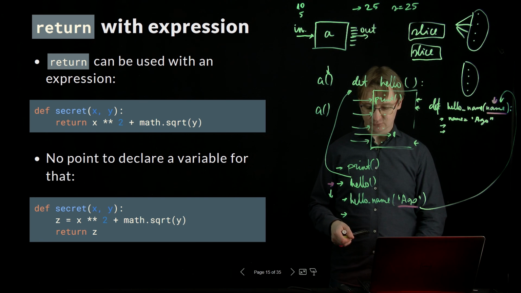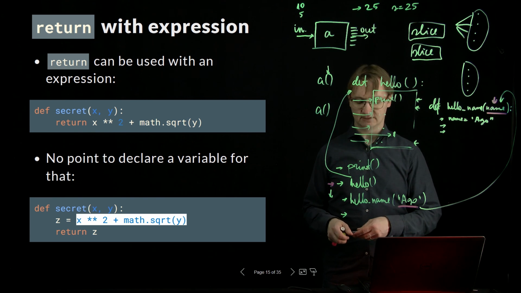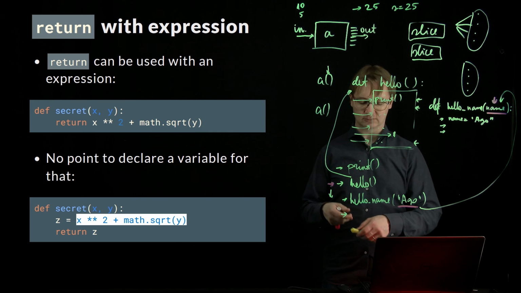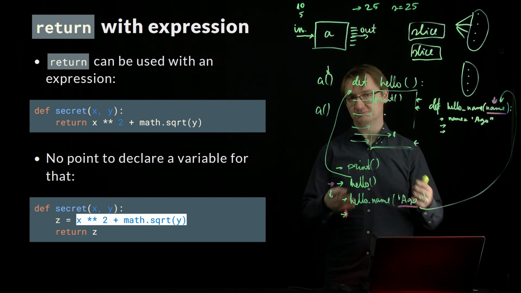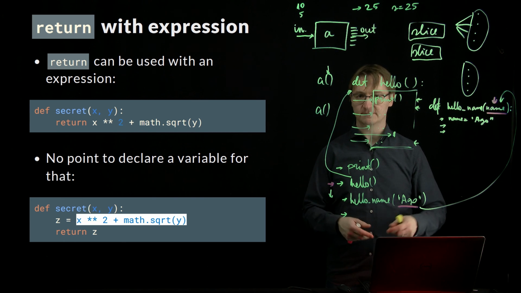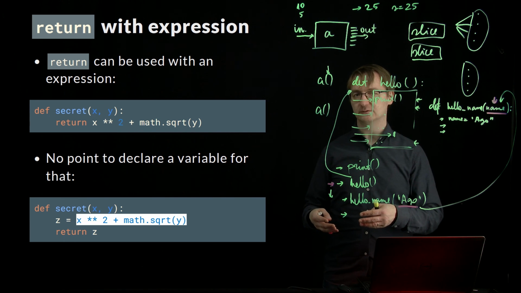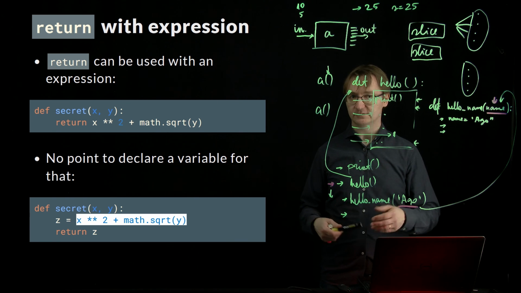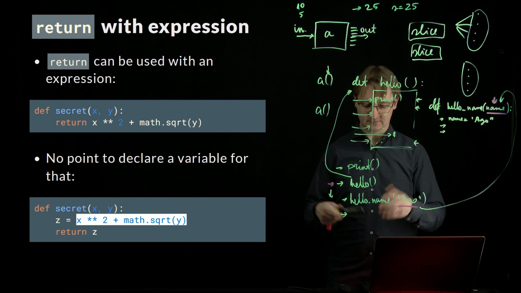If I would like to use this calculation inside this function in a different way, then of course it would make sense to put it into a variable and then use it inside the next calculation and then return it. But if you create the variable and use it only once, usually there is no point to declare this variable. So just use the expression instead.